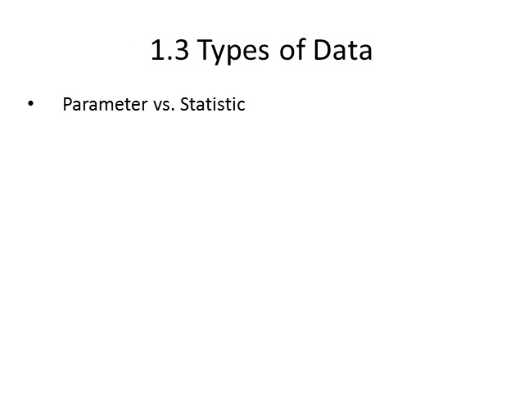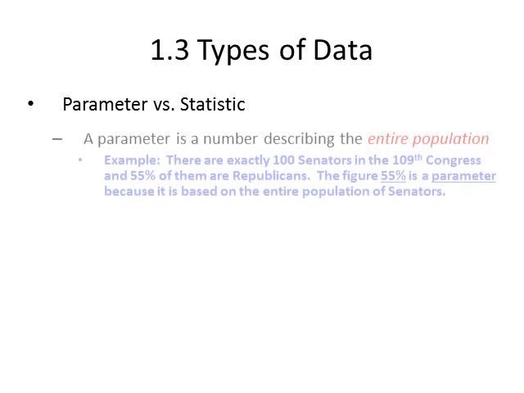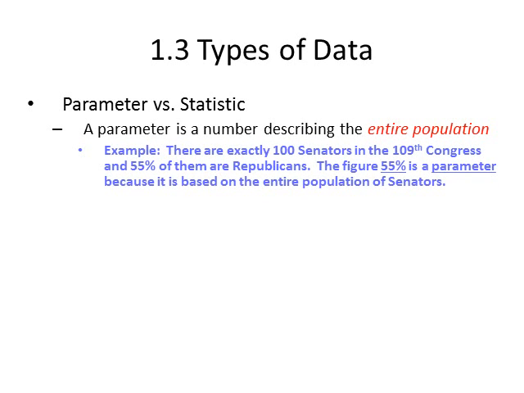Now let's look at different types of data. First, a parameter versus a statistic. A parameter is a number that describes an entire population. For example, there are exactly 100 senators in the 109th Congress, and 55% of them are Republicans. The percentage 55% is called a parameter because it's based on the entire population of senators instead of coming from a sample of the senators.